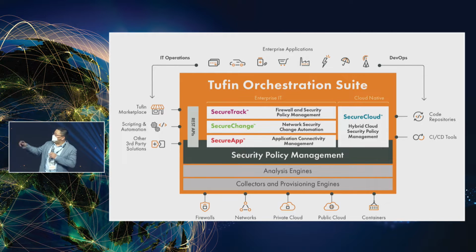On the top, we have the enterprise applications. This is for SecureApp to model all the different applications that customers may have in their network environment. I'm going to go into details later about that. What is nice is that the Tufin Orchestration Suite provides customers with full visibility and full control of the security policies. We integrate with our own Tufin marketplace, and with third-party solutions, scripting and automation tools, to help customers automate security policy changes.